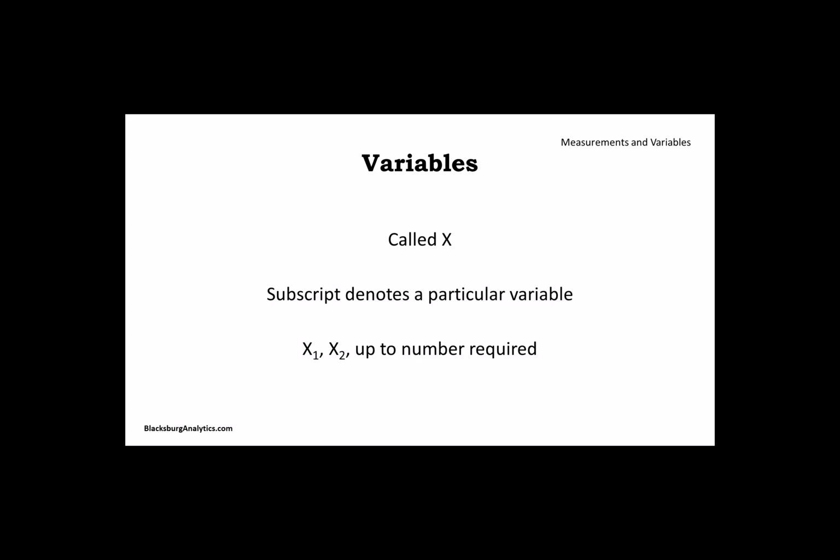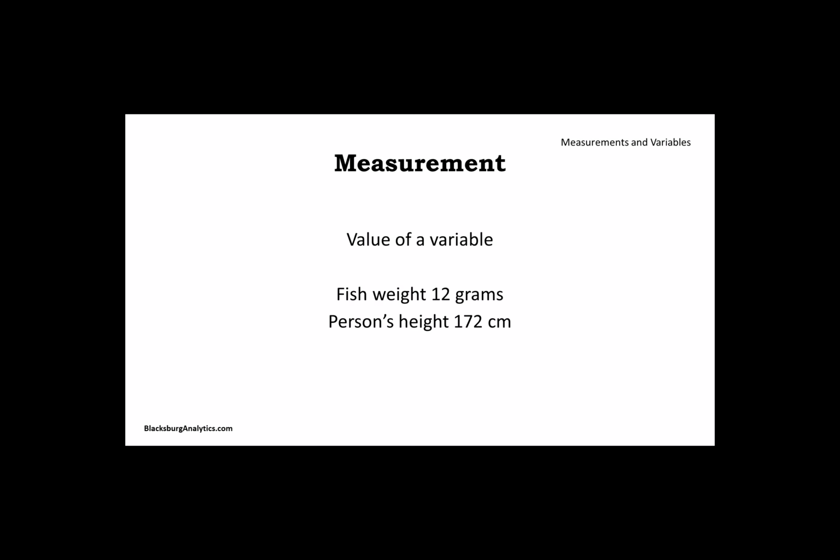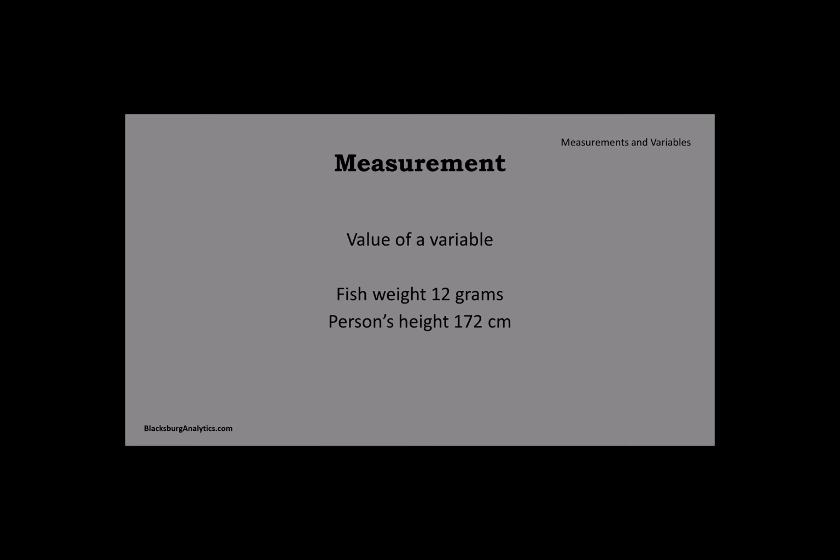The generic name for a variable is x, since we don't know what to call them until they are defined. Variables are labeled x sub 1, x sub 2, and so on up to however many variables are defined. A measurement is the value of a variable. Weight can be 12 grams. A person's height may be 172 centimeters.